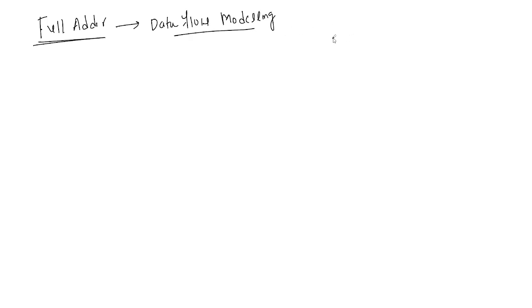You have three inputs, A, B and C in, given to one XOR gate. Sum equals A XOR B XOR C in. And next, carry equals what?